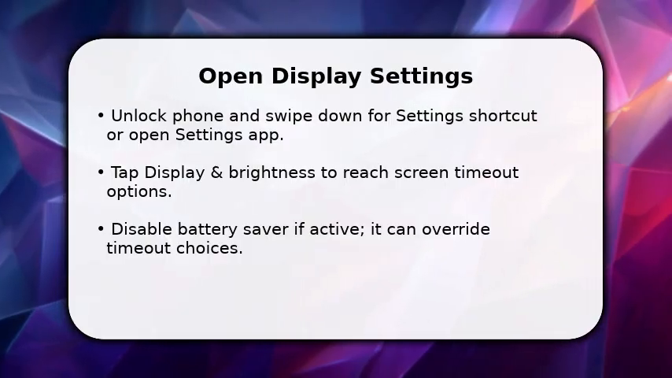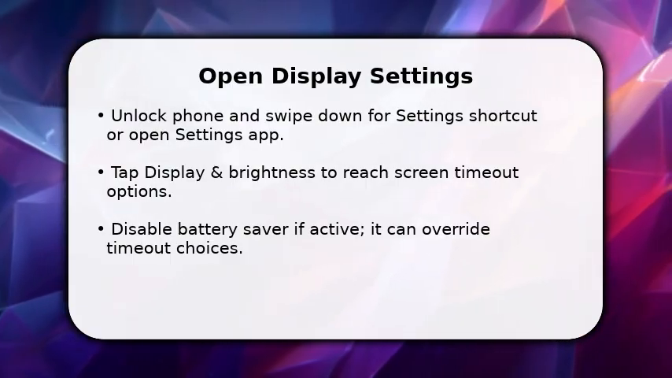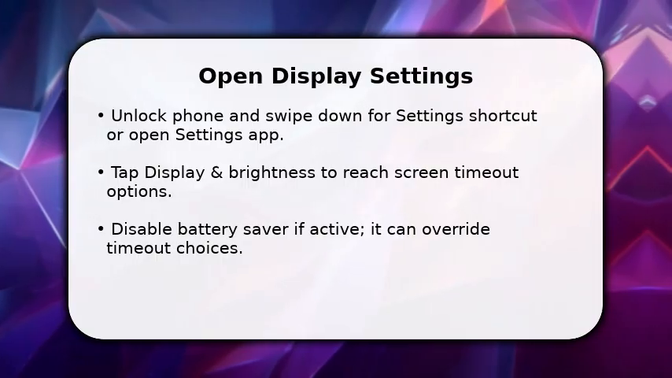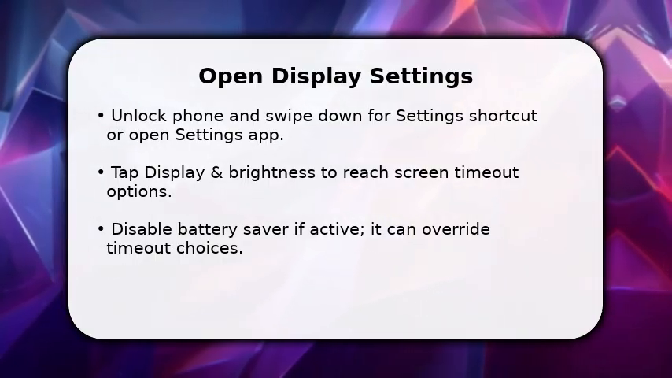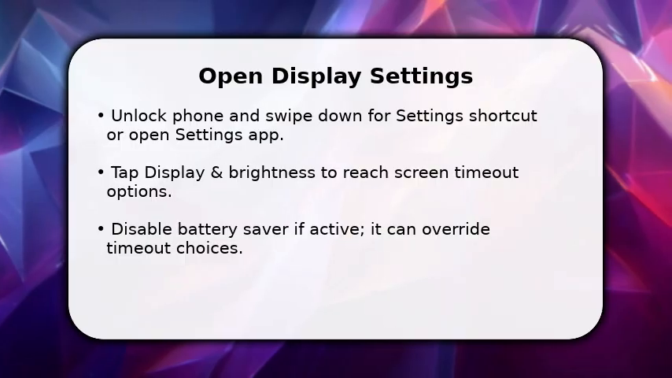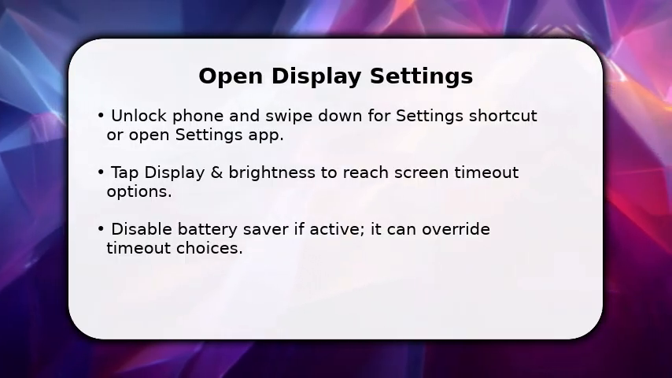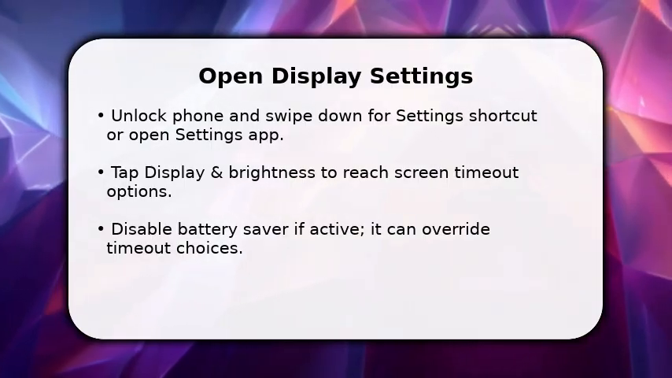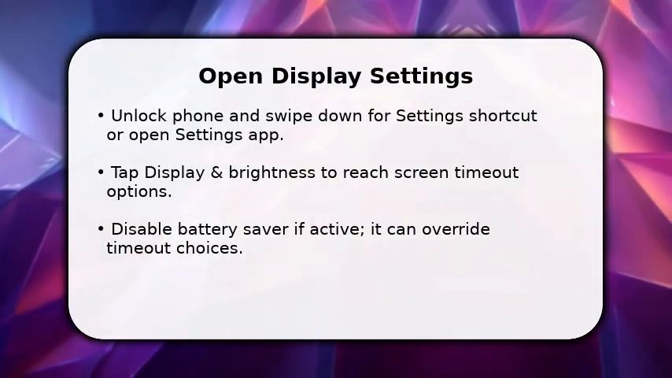You start by opening Settings and going straight to Display and Brightness. You need to be out of any battery saver mode because that forces shorter timeouts. Once in Display, tap Sleep or Screen Timeout to reveal choices like 15s, 30s, 1 min, 5 min. You're doing this now so the system applies the change immediately.